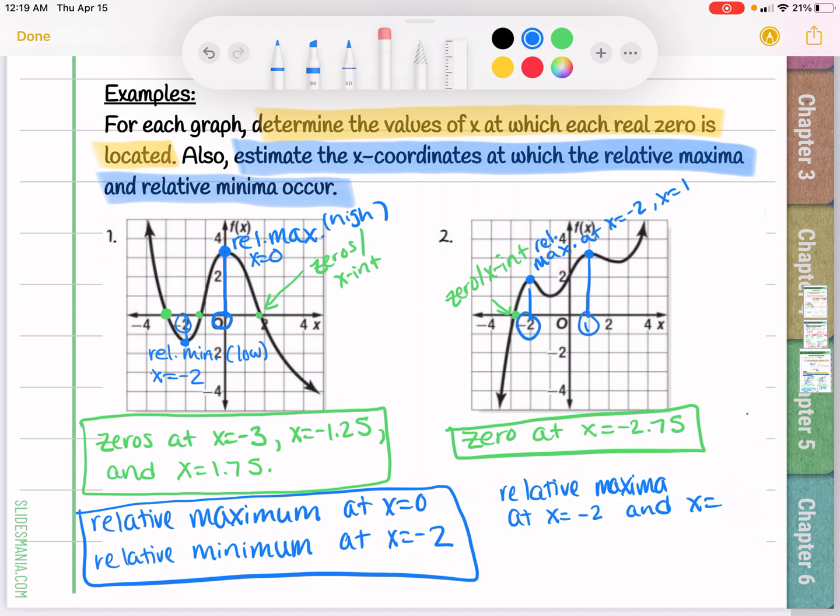Now I'm going to check if it has relative minimum. I see one right here. And I see one right here. Again, those are my low points. This one occurs at -1, and this one occurs at about 2.5.